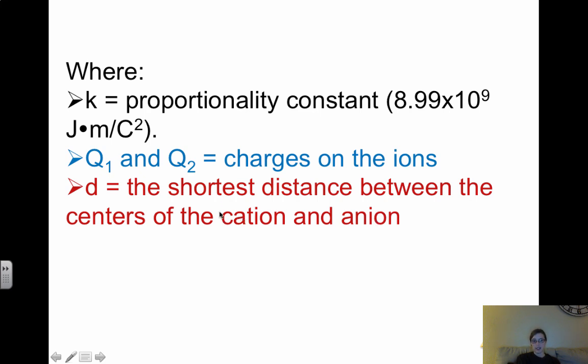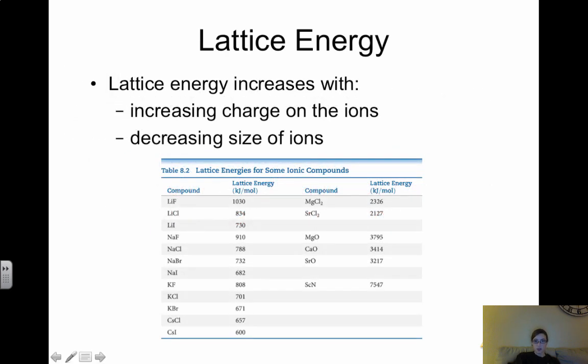So basically that means D is the distance between the nucleus of the cation and the nucleus of the anion. So the farther away your ions are, the lower the energy. The closer they are, the higher the energy. So lattice energy increases with increasing charge. Okay, so if we have +2 and -2, the energy will be higher than if it's +1 and -1.